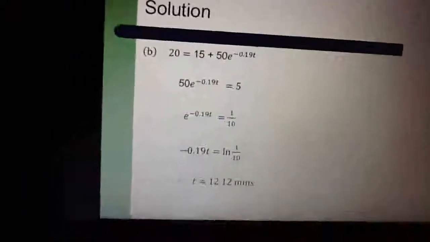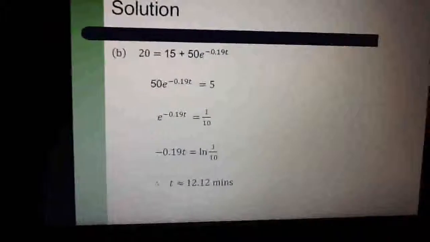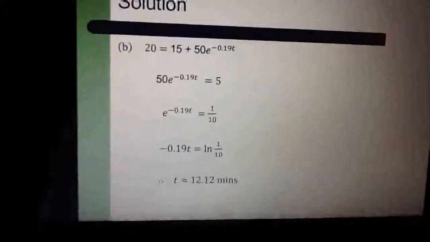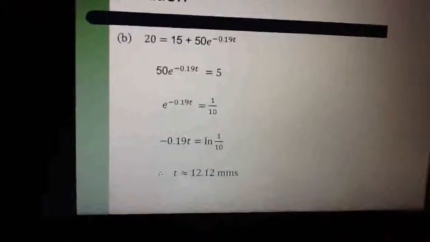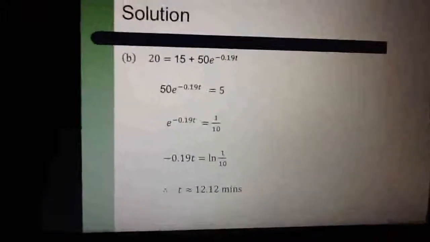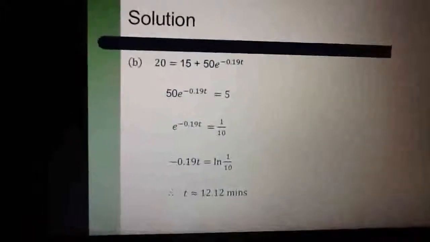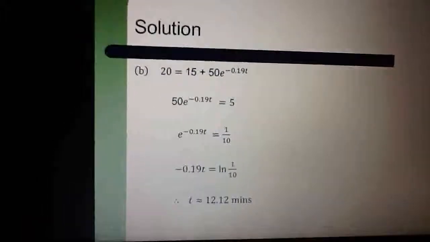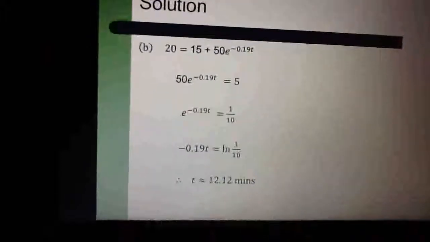This is the solution for part B. When the temperature reaches 20 degrees Celsius, we get the equation 20 equals 15 plus 50 e to the power of negative 0.19 t. Solving this equation gives us t approximately 12.12 minutes.